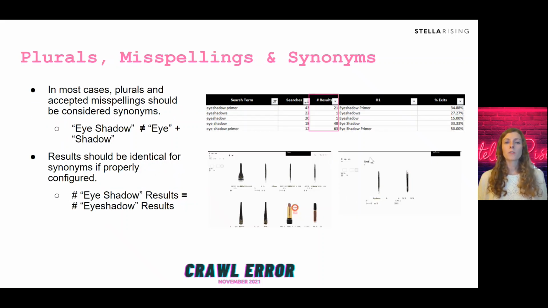So first things first, one of the most common issues are plurals and misspellings not being recognized as synonyms. So again, that eyeshadow example using the space, as you can see here, gave us drastically different results. If we searched eyeshadow, that exact match term only yielded one result versus eye space shadow gave us 48 results. So obviously there's a discrepancy here. That doesn't necessarily mean that the 48 results that were coming up were high quality. So we're going to want to dive into that and see what exactly is happening.